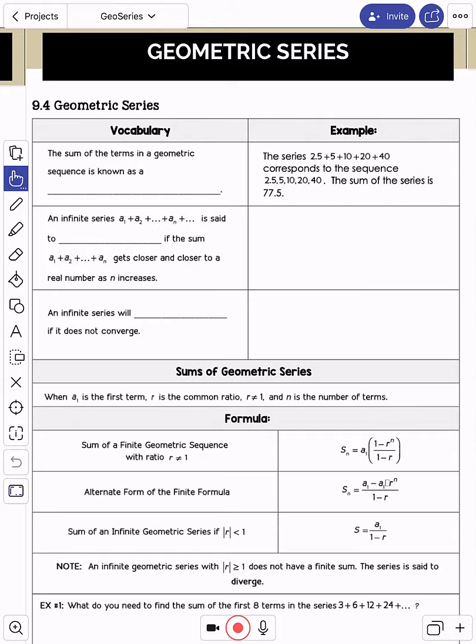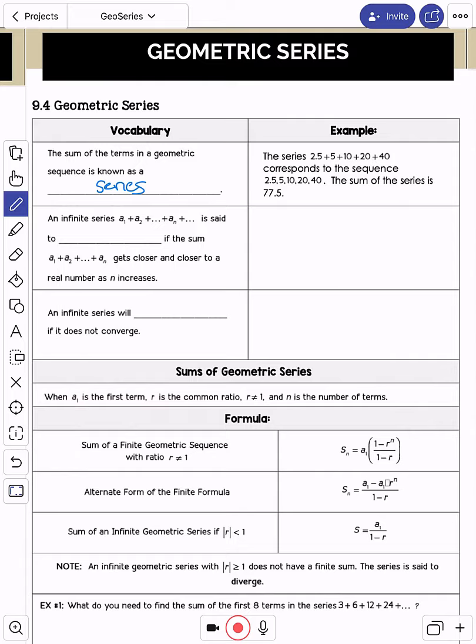So just like we had geometric sequences, we had arithmetic sequences, and arithmetic sequences had arithmetic series that are the sum of the terms. So geometric sequences also have geometric series. So the sum of the terms in a geometric sequence is known as a series.